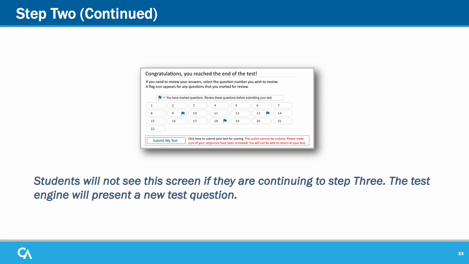Students who are not continuing will see a "Congratulations, you've reached the end of the test" screen, and the testing session will end. For students whom the computer has determined will continue to Step 3, the computer will present the new test question after the student has reviewed their responses to the machine-scored items in Step 2. Once this happens, the student cannot go back to Step 2 to modify any responses. Step 3 consists of operational items from all 4 domains. There are no further stopping points prior to the end of the test.